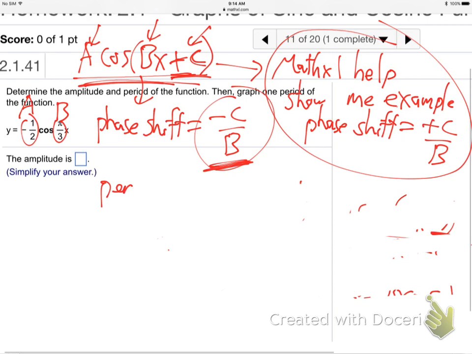And the period. What was the period? 2 pi over B. Good memory, 2 pi over B. You can put that on your 3x5 card. Definitely should for the next exam. Anyway, so go forward from there. Go ahead and do that.